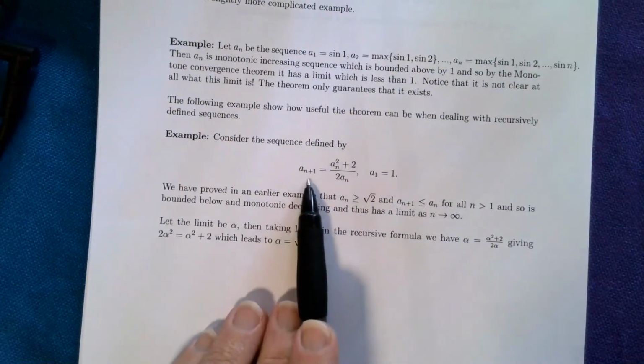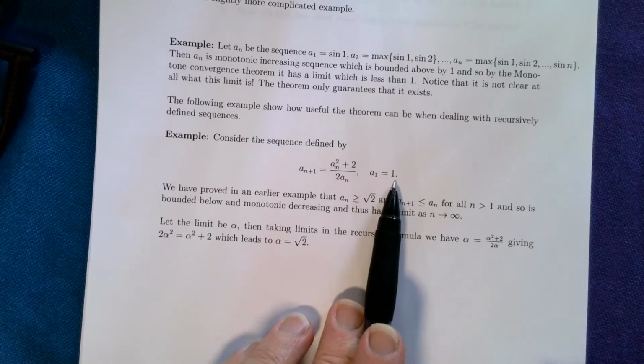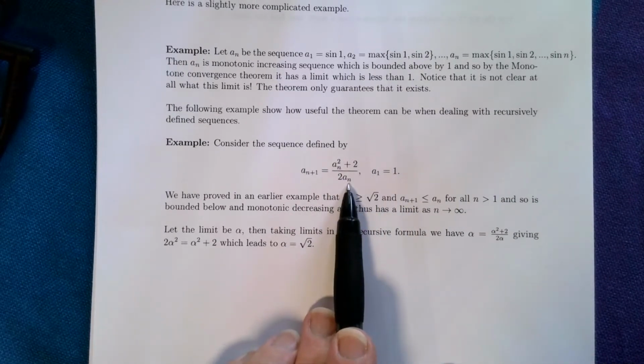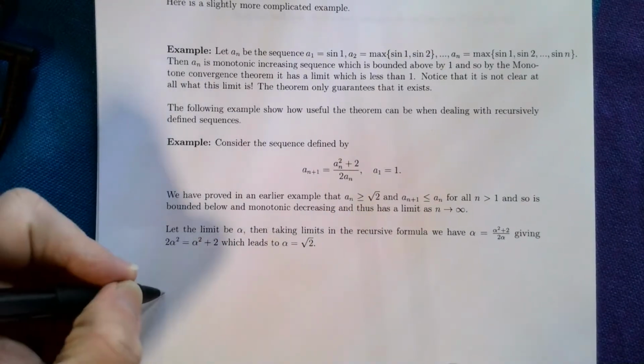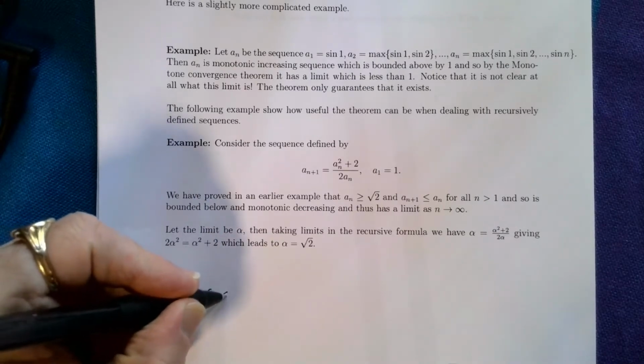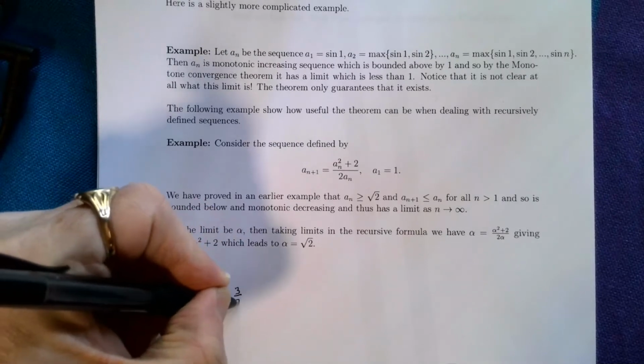So here's our sequence. You start with a_1 is 1, and then you square it, add 2, and divide by 2 times 1. That gives you the next term. So a_1 is 1, and then a_2 would be (1 squared plus 2) over 2, which is 3 over 2, which is 1.5.